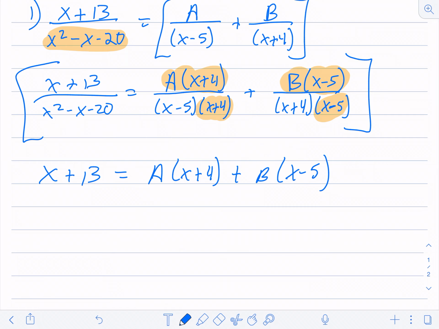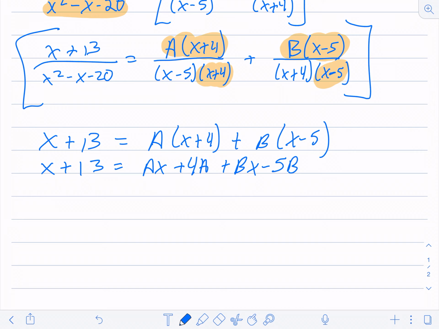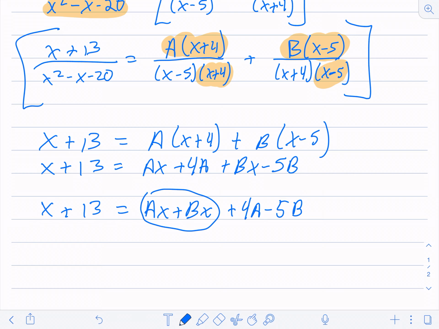Unfortunately, I have one equation, but let me multiply this out. And I'm going to show you one way of solving this. And there's actually another way too, which we'll look at later. So I have x plus 13 equals, I'm going to multiply this out, ax plus 4a plus bx minus 5b, right? And now if I group the x and the non-x terms together, I have ax plus bx and plus 4a minus 5b. Well, what I can look at, I really know that whatever this happens to be, it's going to have to equal this 1x over here, right?